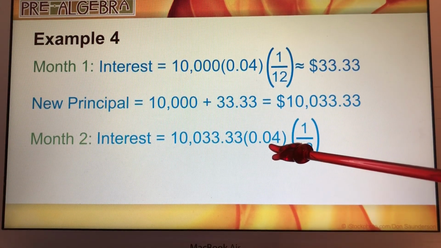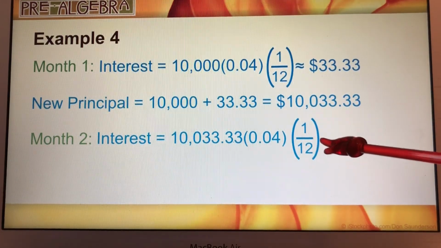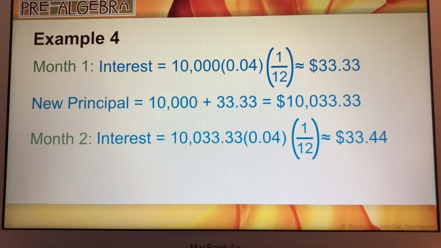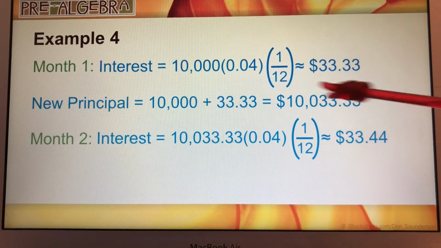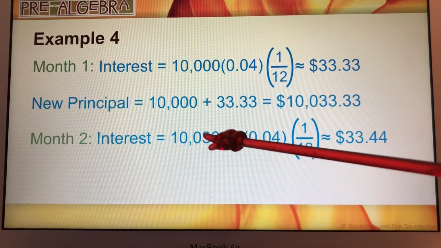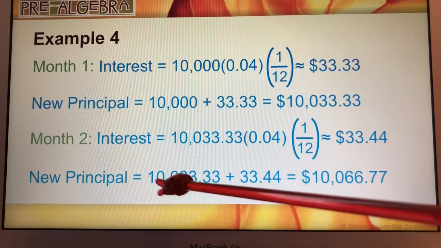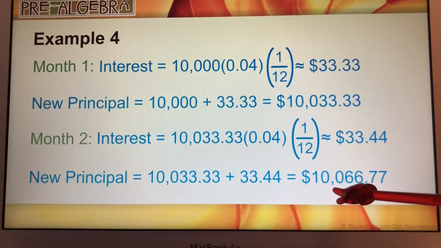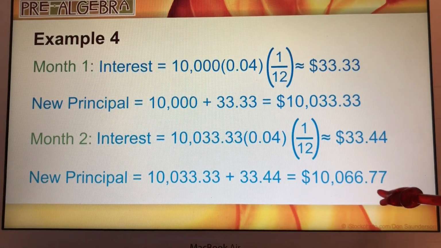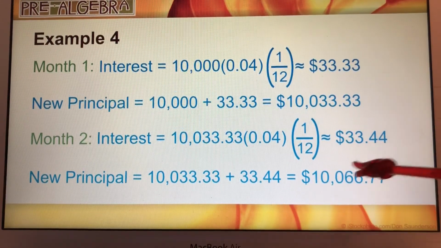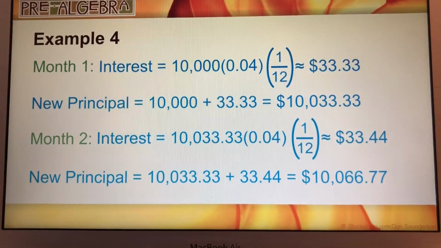But the rate is still 4%, and the time is still 1 month. And then I do this calculation, and I get $33 and 44 cents. And then I'm going to take this interest and add it to this new principal and get another new principal. And I'll end up with $10,066.77. That's going to be my new amount in my savings account after the second month.